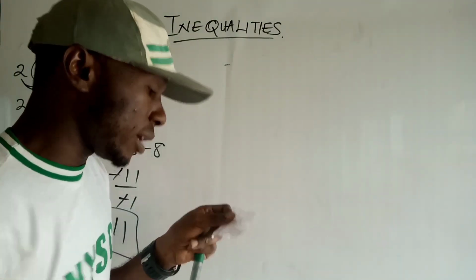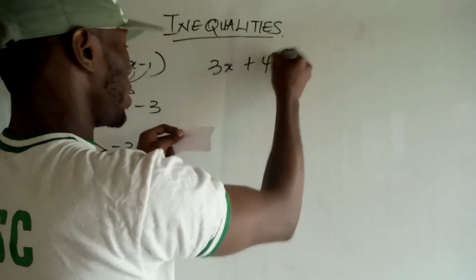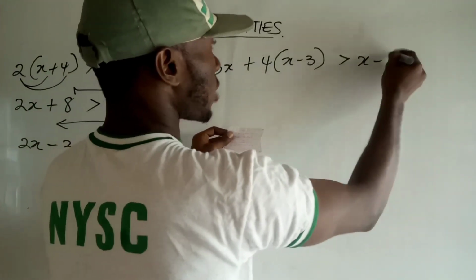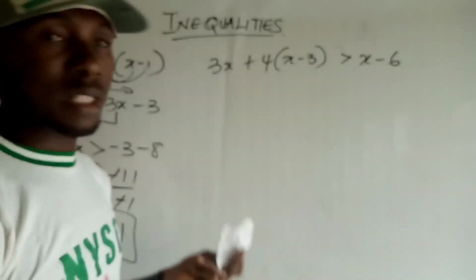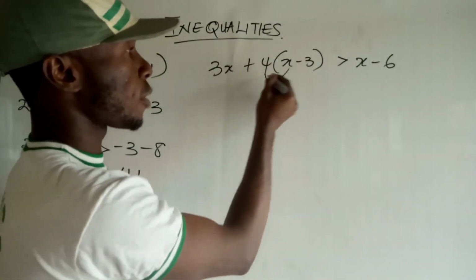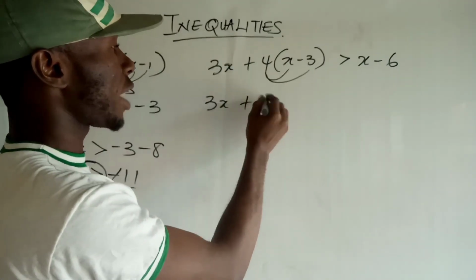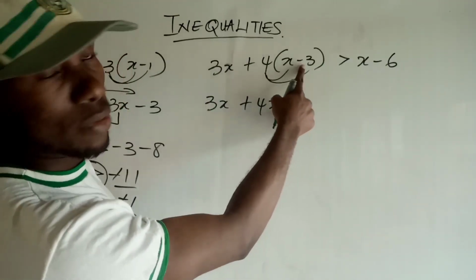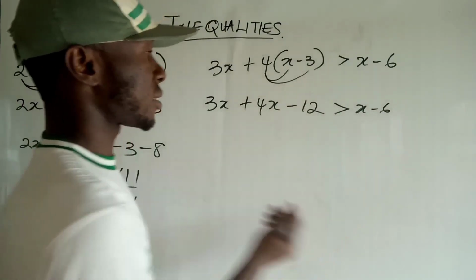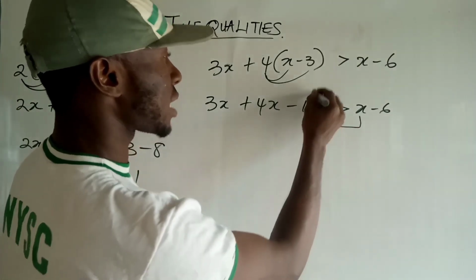Question number 6 says you have 3x plus 4 into bracket x minus 3 greater than x minus 6. Wow, this one is very simple. And the first thing you want to do is to remove the bracket. Use 4 to open up the bracket. So you have 3x, 4 times x will give me 4x, and 4 times negative 3 is going to give me negative 12, greater than x minus 6. Right here, you want to collect like terms. So you bring up this guy to this side and this guy over to this side.